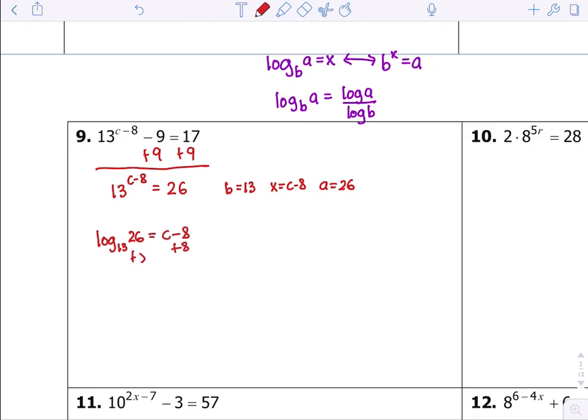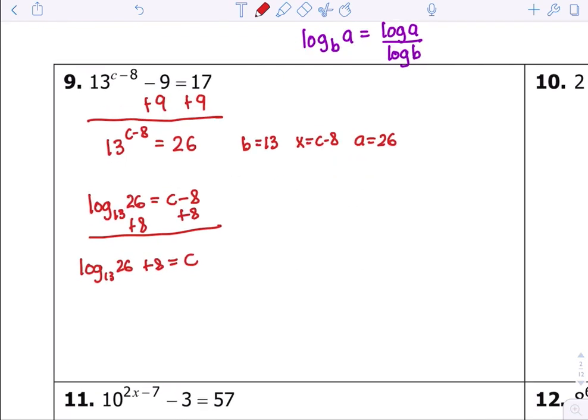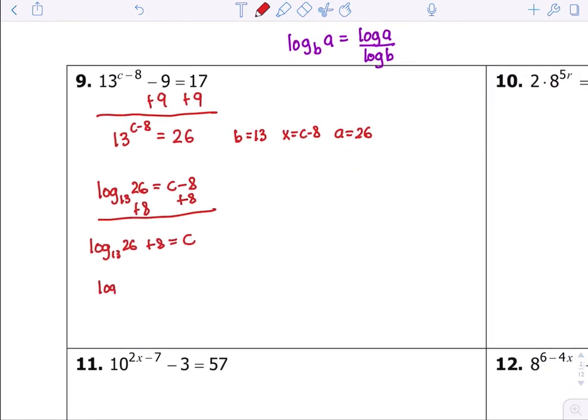Then let's add 8 to both sides because we need to isolate that c. Log base 13 of 26 plus 8 is equal to c. Now let's just change the base formula for that, you guys. So log of 26 divided by log of 13 plus 8 is equal to c. So do your logs first and then add 8. So c is roughly going to be around 9.27.